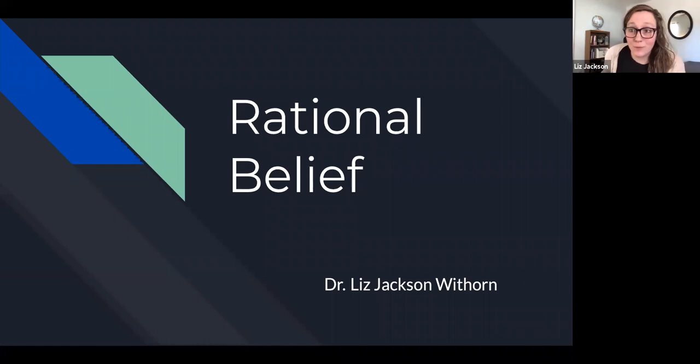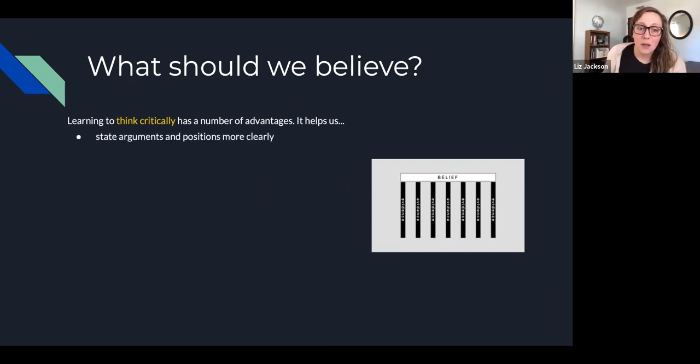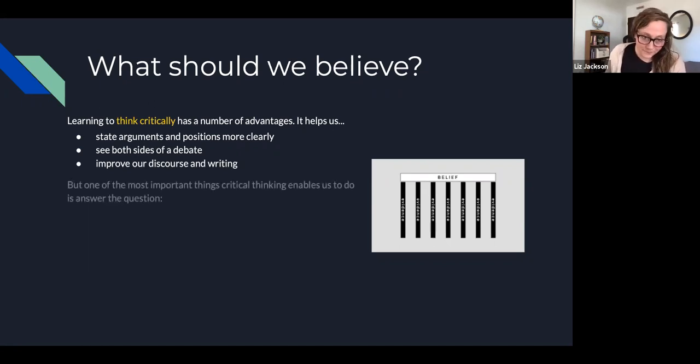Today's topic is rational belief. Another way to think about rational belief is that it concerns the question, what should we believe? When we're thinking about critical thinking, thinking critically has a number of advantages. It helps us state arguments and positions more clearly, see both sides of a debate rather than just coming at it from some previously held opinion that we had. And it helps us improve our discourse and writing. It helps us speak more clearly and write more clearly and just be a better discussant or debater.